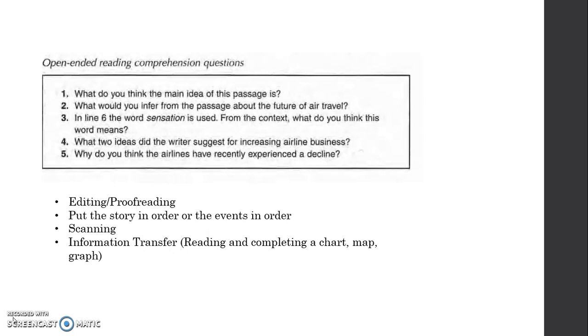Other impromptu reading activities we could do: editing and proofreading through an entire text, putting the story in order, scanning for specific information, or information transfer where we have them read and complete a chart or map or graph. As you can see, impromptu reading is mostly what we do in schools. Here are some other examples of reading for interpreting graphic information. So here the students are looking at a graphic, they're looking at an image, and they have to answer questions about it.